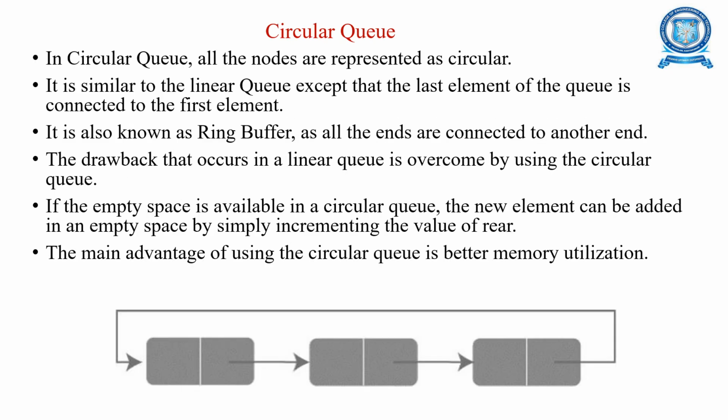Circular queue. Here all the nodes are represented as circular. It is similar to the linear queue, except that the last element of the queue is connected to the first element. It is like a ring buffer. The major drawback of the linear queue is overcome by using the circular queue. If empty space is available in the circular queue, a new element can be added in the empty space by simply incrementing the value of rear. The major advantage of using a circular queue is better memory utilization.